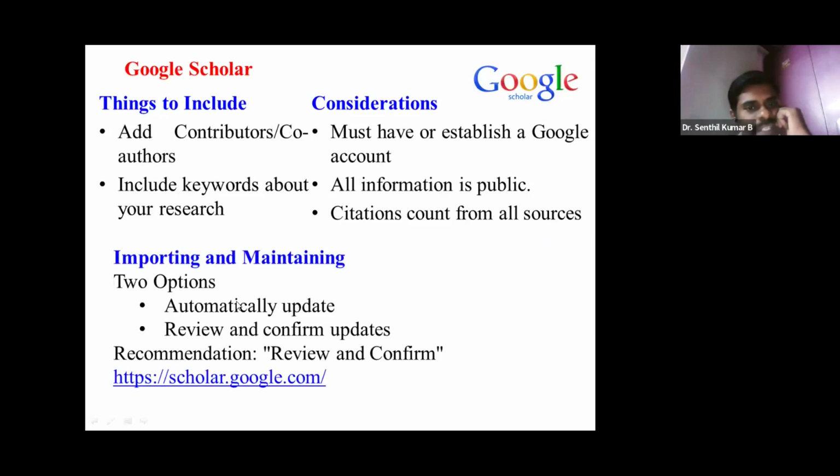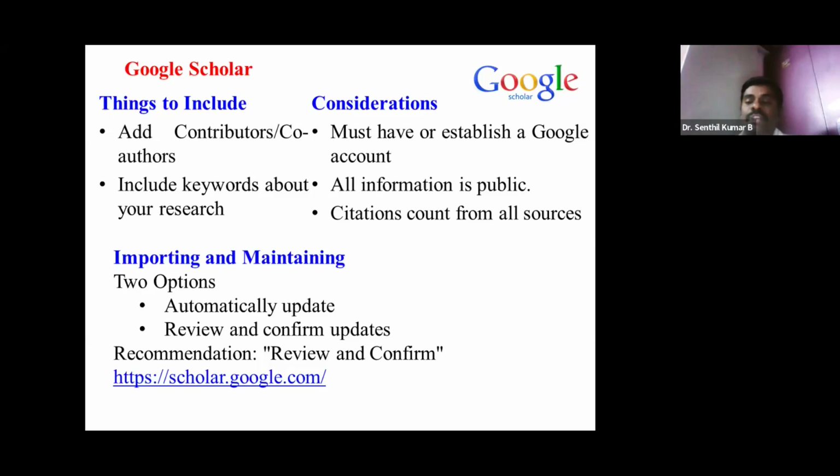Importing and maintaining is automatic, so you need not worry. Whenever a paper is published in your name, Google Scholar will pick it up and drop it in your account. Your only job is sometimes to review and confirm. Please don't take it for granted. Sometimes the names will be very different, and Google Scholar may get confused. Whatever articles are published with your name or similar to your name, it will pick up and drop in your account. Please rectify that.